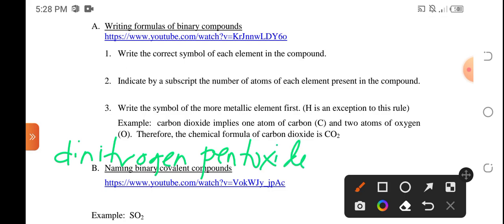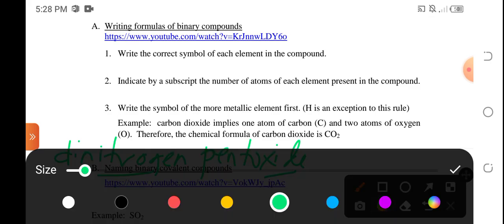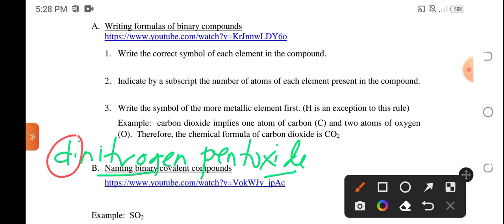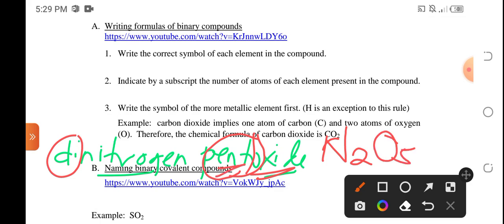Okay. The nitrogen and the oxide are both nonmetals, therefore this is a binary covalent. Binary, ibig sabihin dalawang element lang sila. So the di indicates 2. Okay, so you have to write first the nitrogen. So the di indicates 2 atoms of nitrogen, and the penta is 5, or pent. Then oxide is O, and the pent is 5. So therefore that is N2O5.